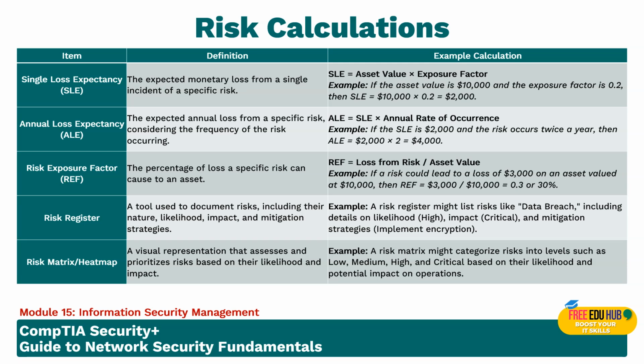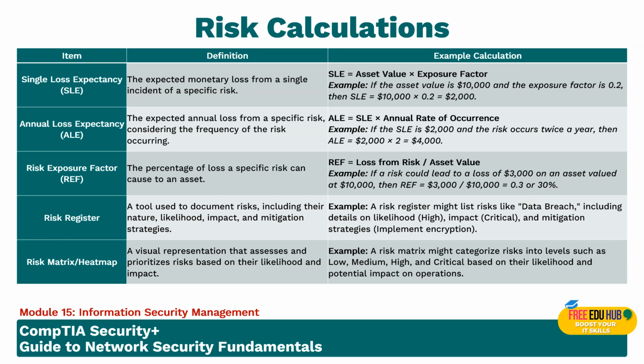Then there is the risk exposure factor. The risk exposure factor quantifies the percentage of an asset's value likely to be lost during a particular risk. It is used for calculating the SLE and helps in understanding how much of an asset is at risk. To calculate it, if a risk could lead to a loss of $3,000 on an asset valued at $10,000, then the risk exposure factor would be $3,000 divided by $10,000, which is 0.3, or a 30% possibility.